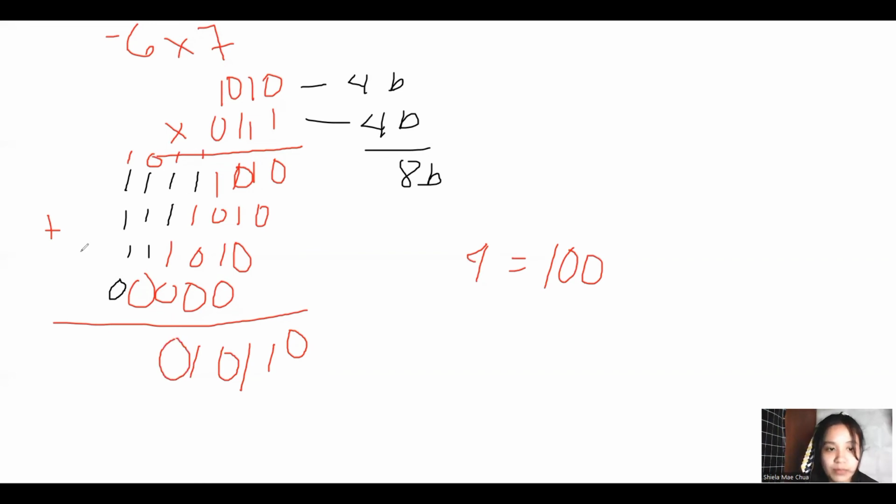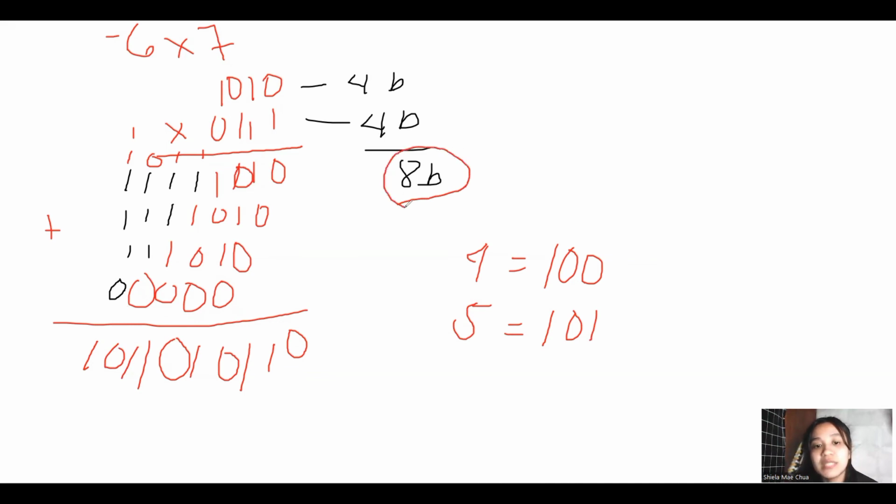Now, 0 plus 1 plus 1 plus 1 is 1, 1. Now, 1 plus 1 plus 1 plus 1 plus 1, which is equal to 5. And 5 is equal to 1, 0, 1. So our answer is 1, 0, 1. But because this is only 8-bit, we will put only the 8 bits. So 1, 2, 3, 4, 5, 6, 7, 8. So we will cancel the 1, 0 here. So our answer is 1, 1, 0, 1, 0, 1, 1, 0.